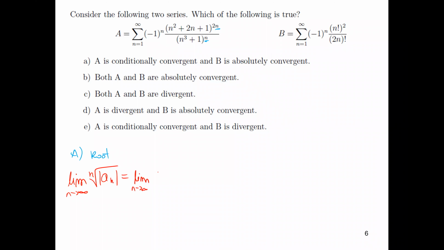Now let's see the nth root, and we have (n squared plus 2n plus 1) to the power of, now let me write just 2, and then (n cubed plus 1), and everything is taken to the power of n. Because I took that n and this n and put them as a common exponent. Okay, and now algebraically the nth root and the power of n are gone.